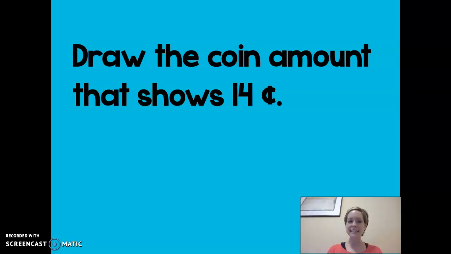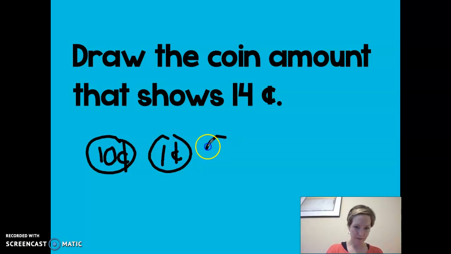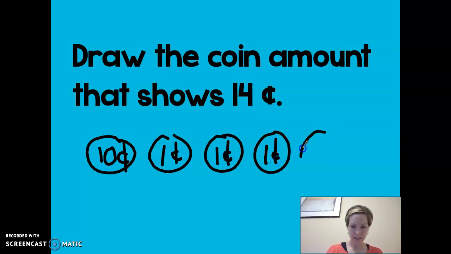So what if I want to draw 14 cents? It's going to be kind of the same thing, but 14 does have that 1 10 in it. I would use a dime to show this amount in the simplest way. But I'm going to draw that dime the same way that I just drew my pennies. I'm just going to draw 10 cents, 11, 12, 13, and 14. Voila! And I didn't even break a sweat.